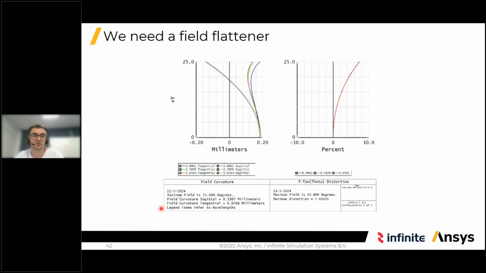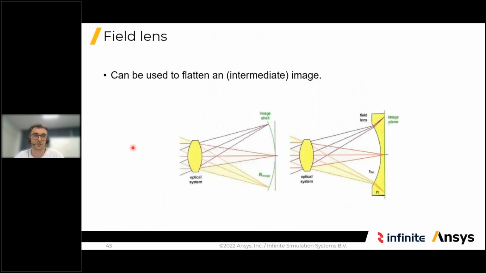This is a tool that I have not shown you. It shows you the amount of field curvature and distortion in your system, which are also aberrations. And we can see that we need to do something about the field curvature. So what is a field curvature? A field curvature is a sort of aberration. That means that the light is not focusing on the imaging plane, but it is focusing along a curved line. And in order to get rid of field curvature, you can add the so-called field lens, and because of the field lens, the light will now nicely focus on the imaging plane.